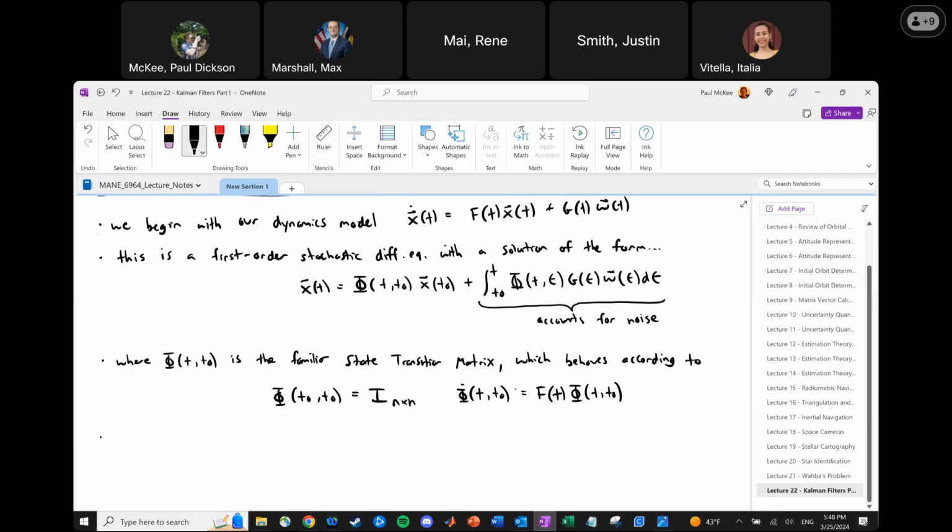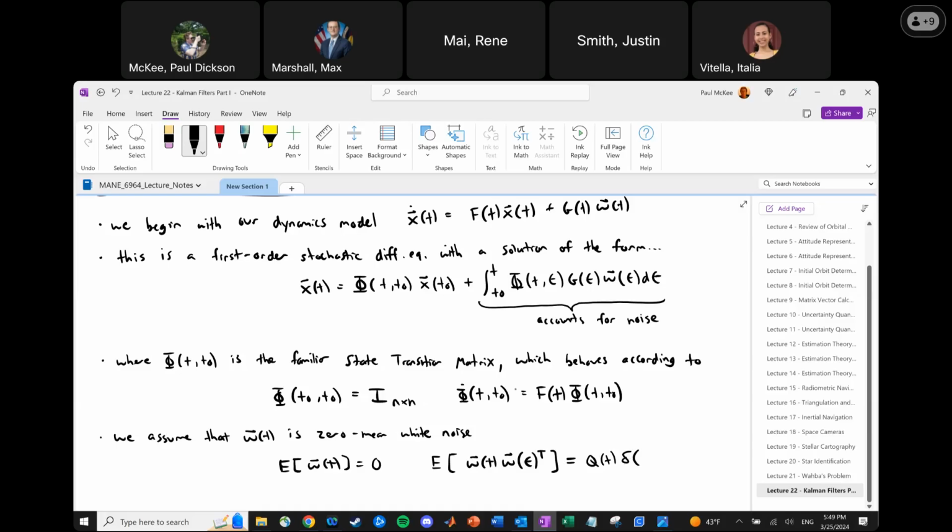Okay. Now we make some assumptions. We assume that omega of t is zero mean white noise, meaning that the expected value of omega of t is 0. Really, this would be a vector of zeros, right? Because omega is a vector. And then the expected value of omega of t multiplied with itself at some other time. This is a crucial difference, right? Omega of t, omega of epsilon. So in this case, epsilon is just some time that is maybe t, but not necessarily t. Well, this is going to be q of t times delta of t minus epsilon.